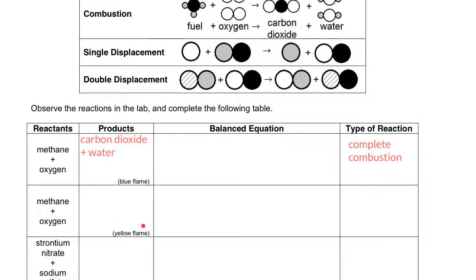The yellow flame, that was a little bit different. This was called incomplete combustion. So not all of the methane was being converted into carbon dioxide and water. Other products were being formed, such as soot, which is carbon, and carbon monoxide, which is a poisonous gas. If you get that in your house, you're in trouble.